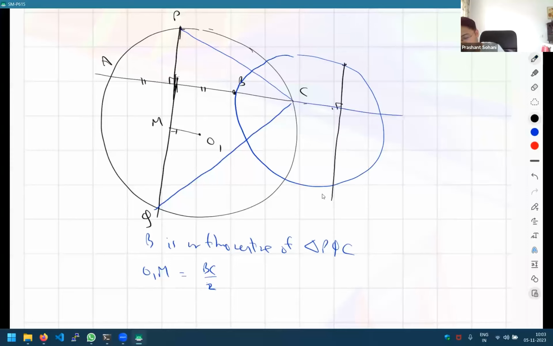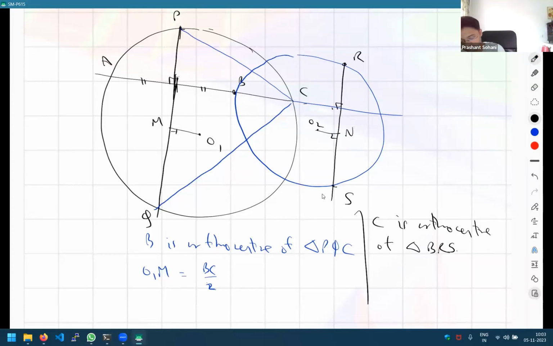There is a perpendicular bisector RS. And now in this diagram, C is the orthocenter of triangle BRS, very similarly. And so therefore O2N is also BC by 2. And so therefore these two are equal, right?